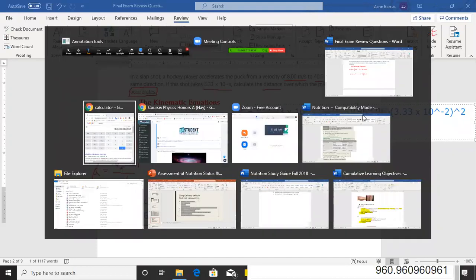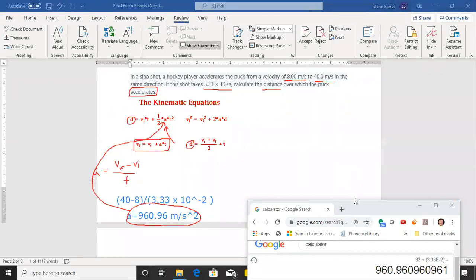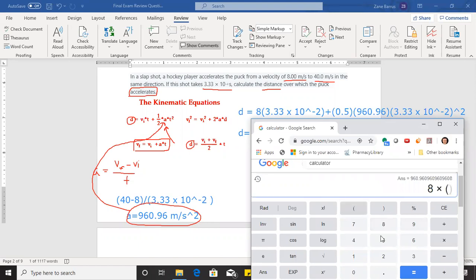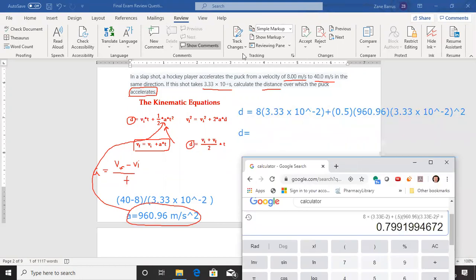So I'm going to get my calculator. I'm just going to plug everything in. Here we go. I'm going to take 8 times, in parentheses, 3.33 times 10 to the negative second power. I'm going to add on to that 0.5 times 960.96 times 3.33 times 10 to the negative second, and that is squared. When I do all that, I get an answer of about 0.799. So my answer should be 0.799 meters.